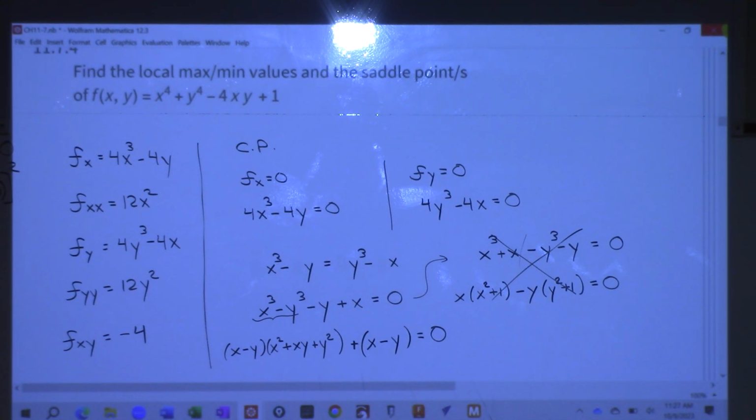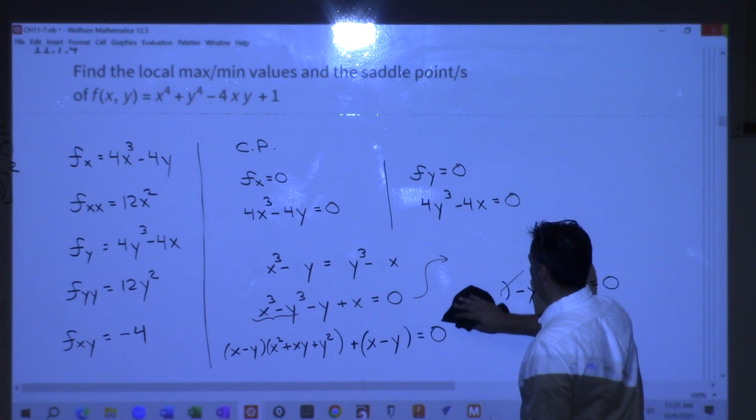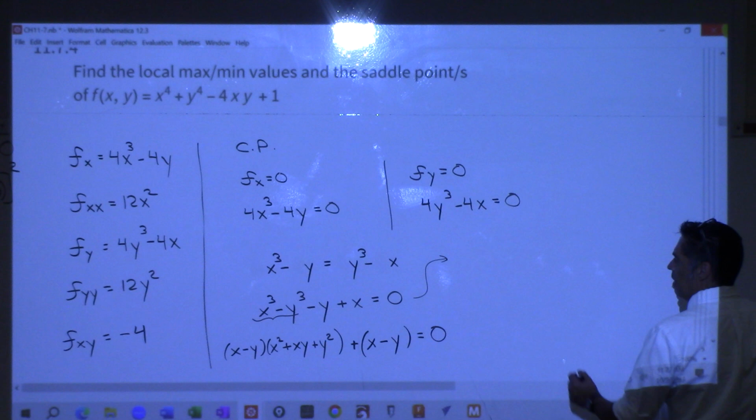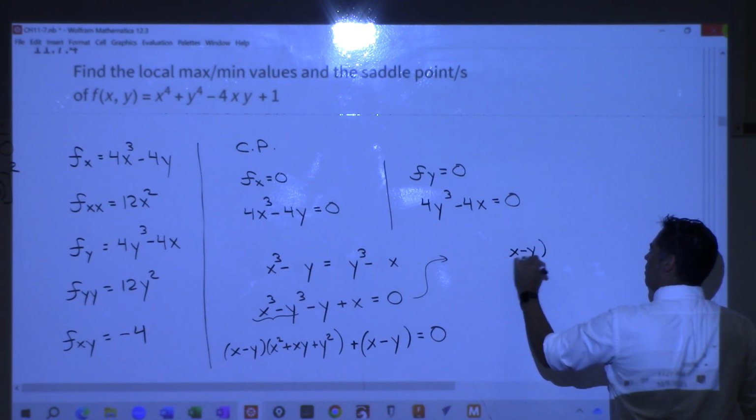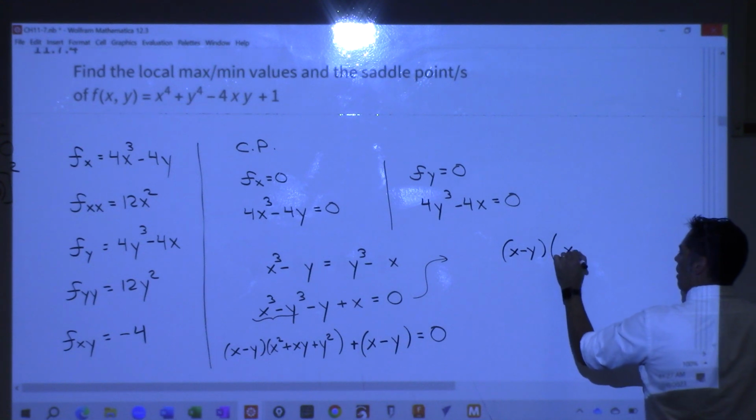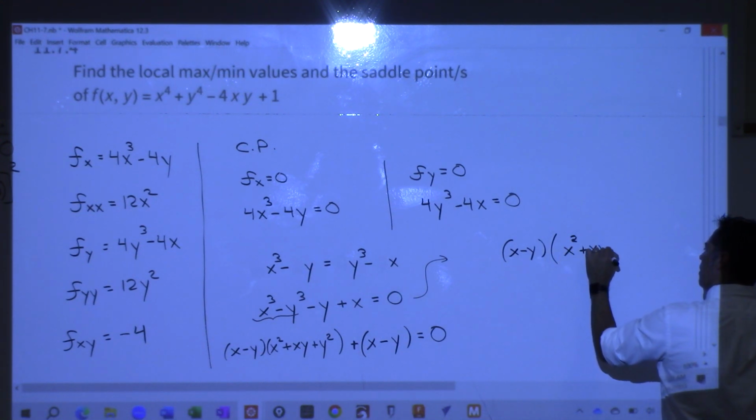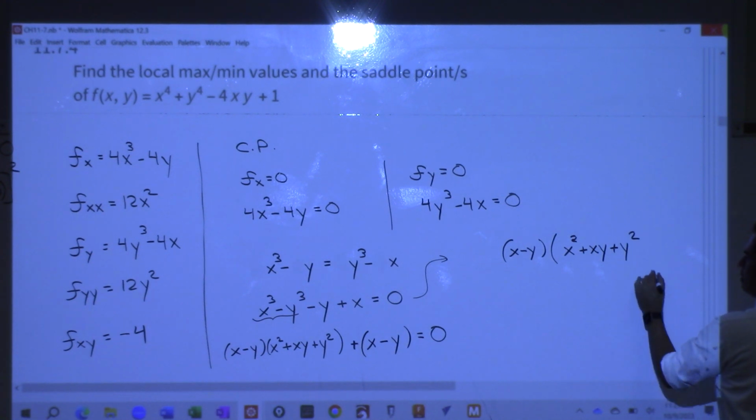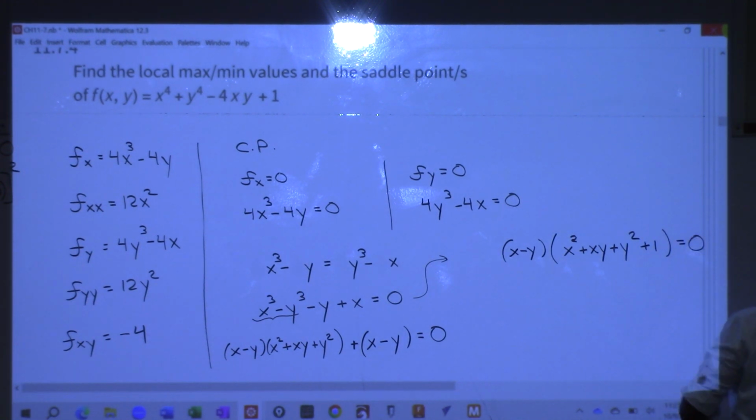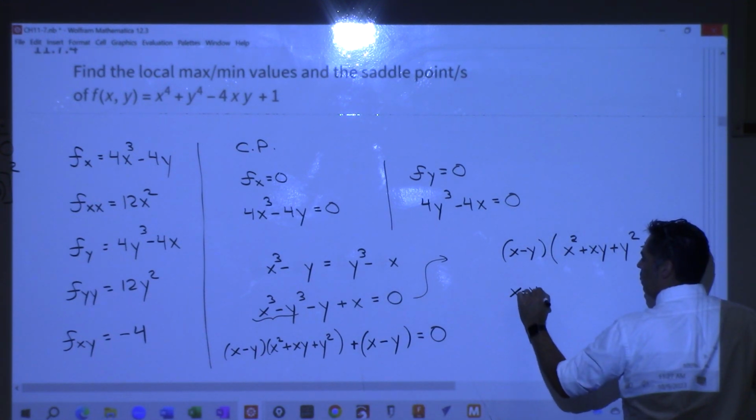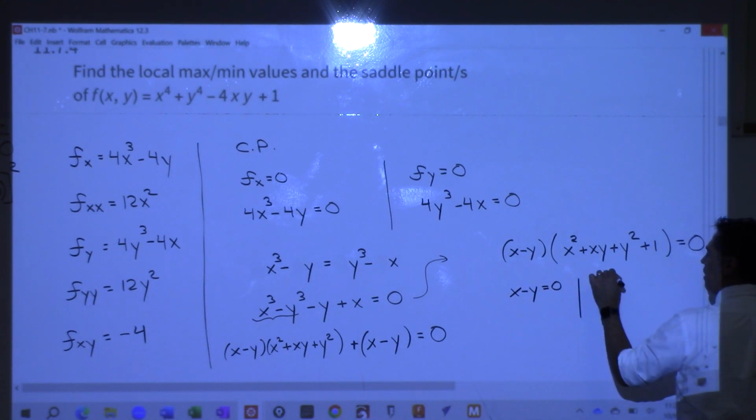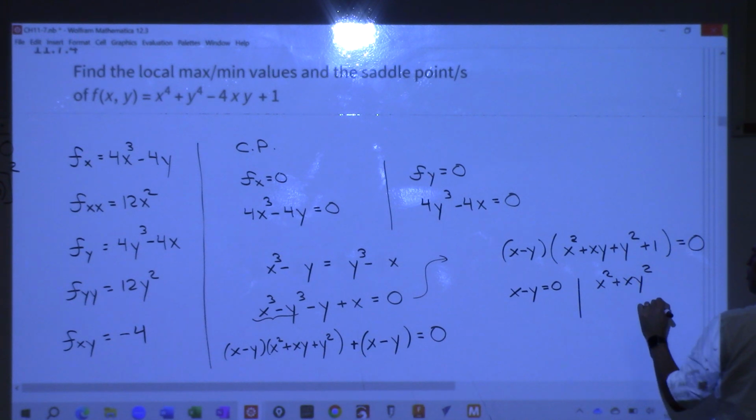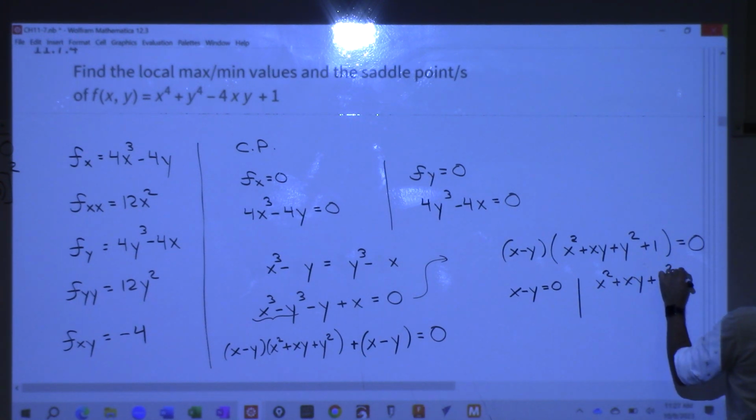Pull out the x minus y. Okay, so what do we have here? x minus y gets pulled out. What are we left with? x squared plus xy plus y squared, plus 1 equals 0. And now what? You can set this equal to 0 and that equal to 0, right? So you can get x minus y equals 0. And then the other thing is x squared plus xy plus y squared plus 1 equals 0.